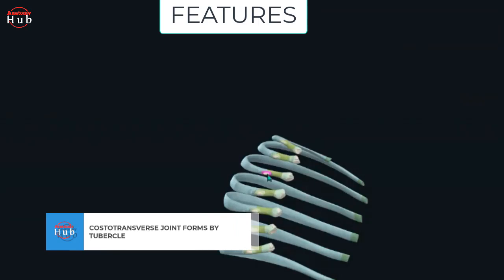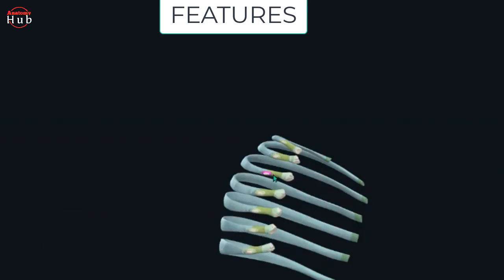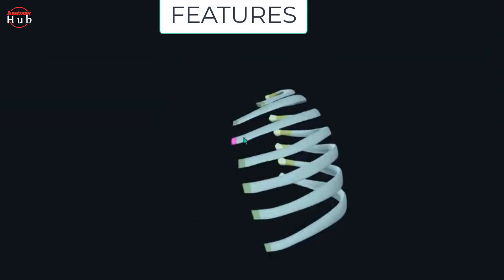One is the costotransverse joint with the transverse process of the corresponding thoracic vertebra, and the head articulates with the vertebral body and the intervertebral disc, and that forms another joint, your costovertebral joint. Right. Then this is the posterior end. Now if you see the anterior end, just come to the anterior side.